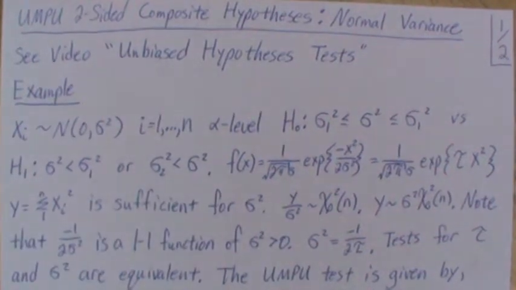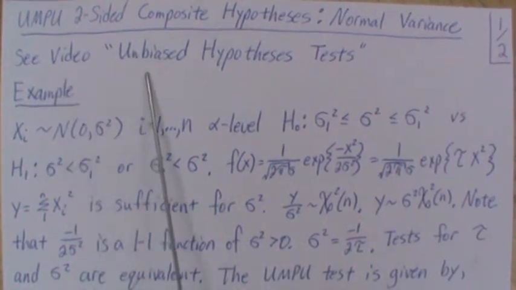Hello, this is the next video in a playlist that I'm calling Hypothesis Testing, and we're in the unbiased hypothesis testing phase. Previously, we have looked at two-sided simple versus composite, uniformly most powerful unbiased tests. Now we're in the two-sided composite versus composite hypothesis, uniformly most powerful unbiased test. And here we're going to conduct a test on the normal variance.